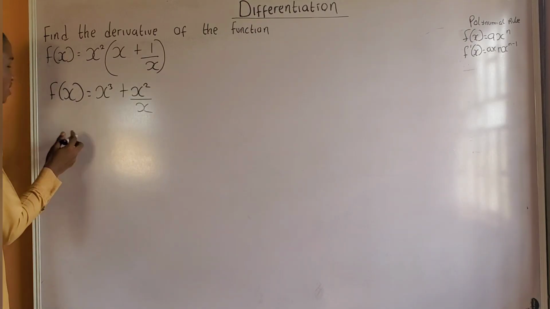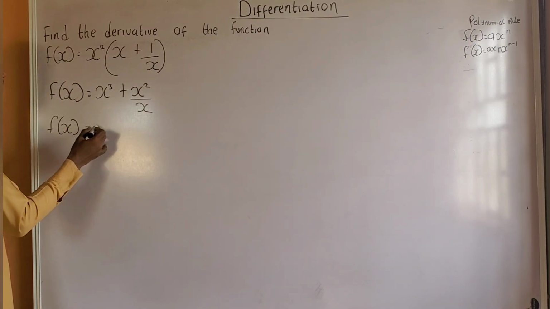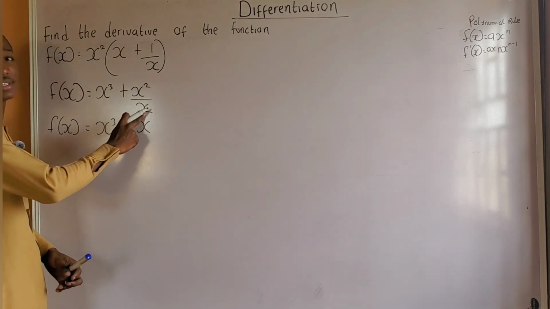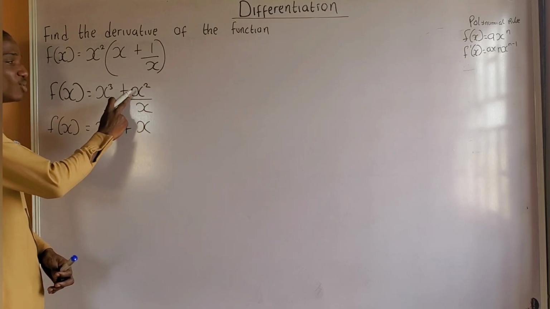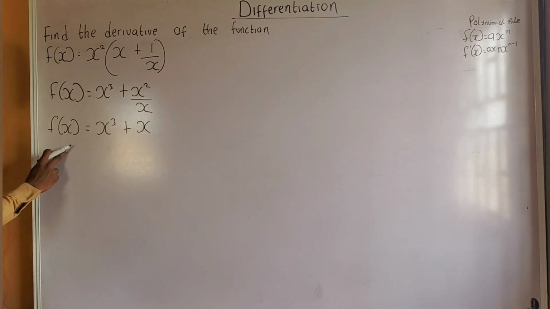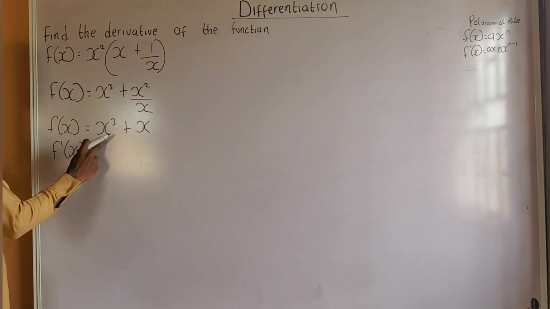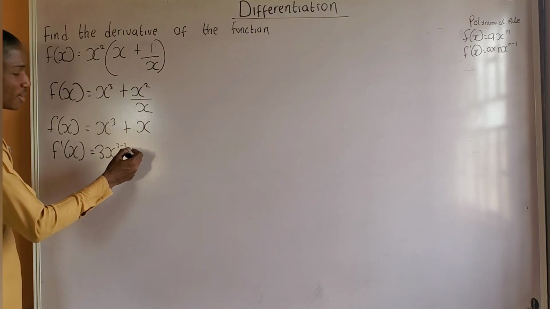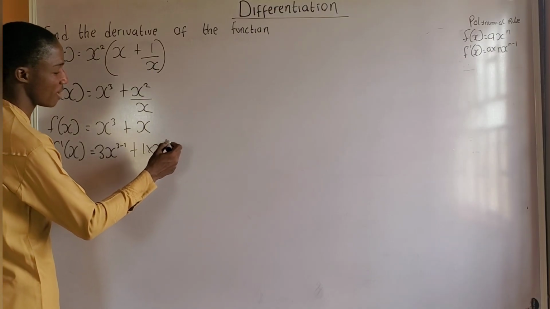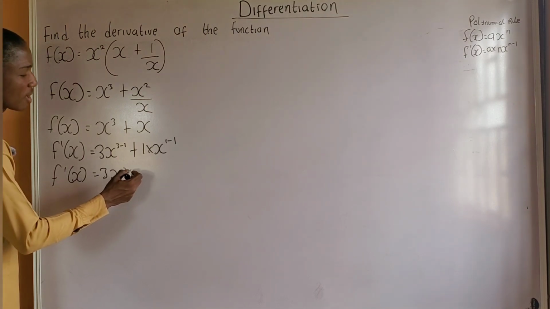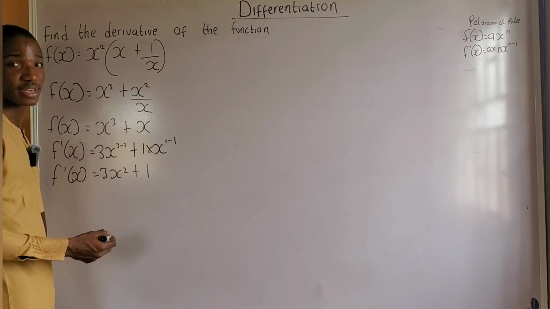Are you getting it? Okay, f of x will be equal to x raised to the power of 3 plus x, because this x that is at the denominator will eliminate one x at the numerator. So for this, I have this. You can see that it is easier to differentiate this, having simplified the function. So the derivative of f of x will be equal to, differentiate x cubed, you're going to have 3x raised to the power of 3 minus 1, plus 1 times x raised to the power of 1 minus 1, okay? So the derivative of f of x will be equal to 3x squared plus 1, okay?